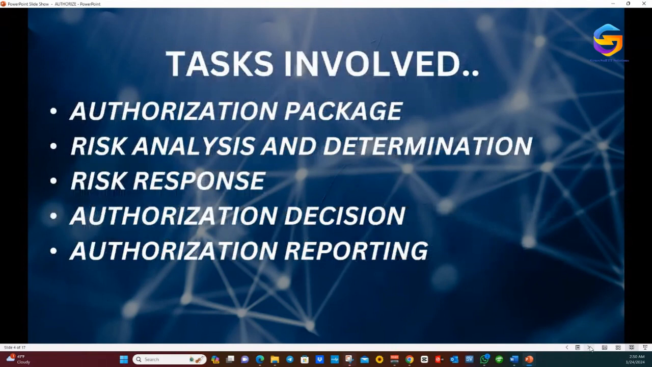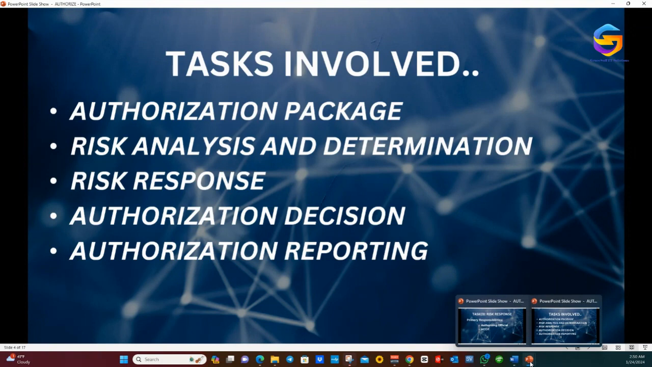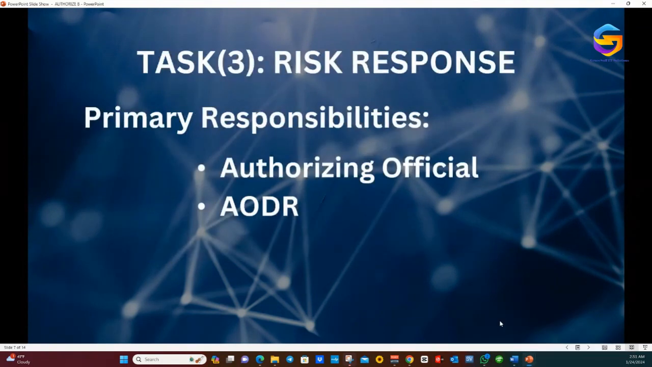Now, the tasks again: the authorization package, the risk analysis and determination, the risk response, authorization decision, and authorization reporting. We have already looked at the authorization package. I want you to go back to the video and look at it. We also looked at the risk analysis and determination. Go and look at the video again. Now, we want to talk about the risk response. When we say risk response, what does risk response mean? So let's get into it.